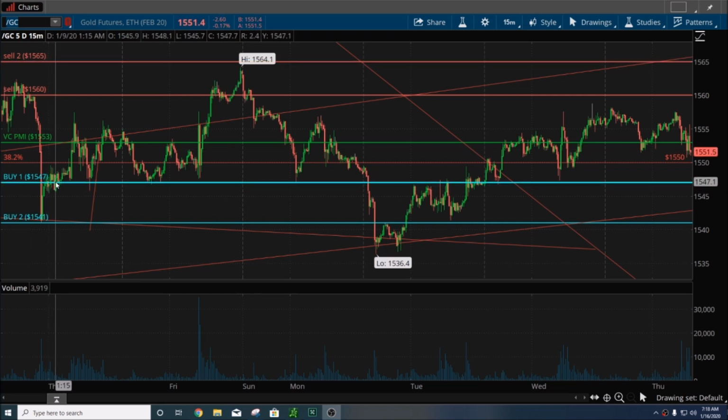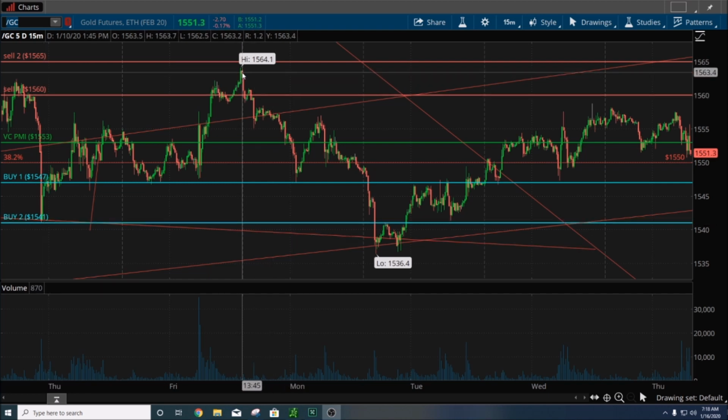The extreme level below the mean is 1547, which is the buy one level, and the buy two level is 1541. What you're looking at is the Fibonacci structure that we use to trade the reversion to the mean principle, in that the VC PMI algorithm identifies for us 5 levels, 5 pivot levels to use.